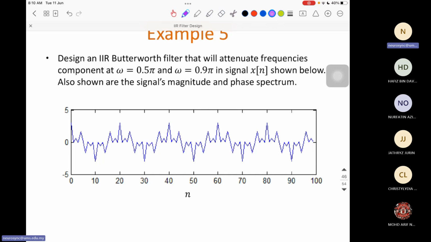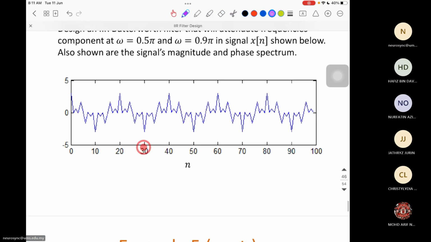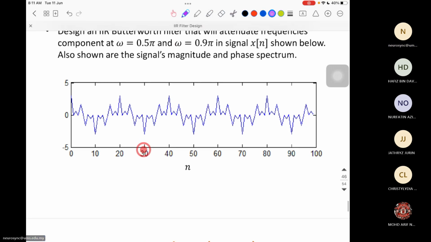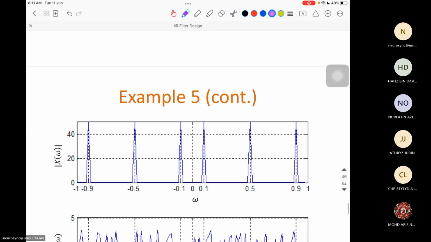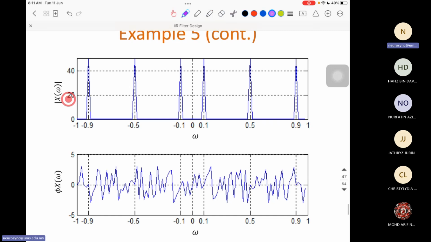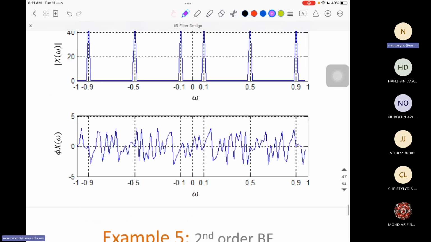Now this is the fifth example. Design an IIR Butterworth filter that will attenuate frequency components at omega equal to 0.5 pi and omega equal to 0.9 pi in signal x of n shown below. Also shown are the signal magnitude and the phase spectrum. This is the magnitude spectrum and this is the phase spectrum.